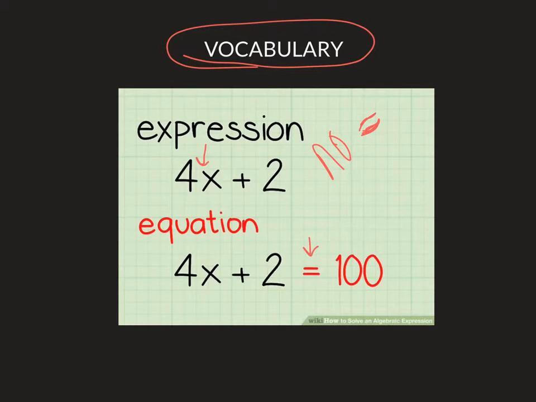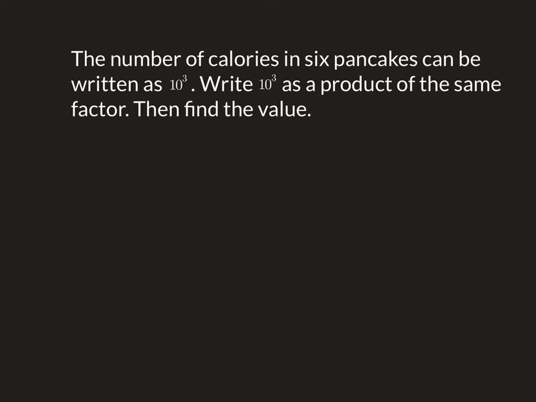And let's move on. Okay, so here we have a question that says, the number of calories in 6 pancakes can be written as 10 to the third power. That's how I would say 10 to the third power. On the next page we'll also see we can say 10 cubed. When anything's to the third power, we can use the phrase 10 cubed because there's going to be 3 of them. Right, 10 to the third power as a product, okay, product, I know I'm going to be multiplying, of the same factor.